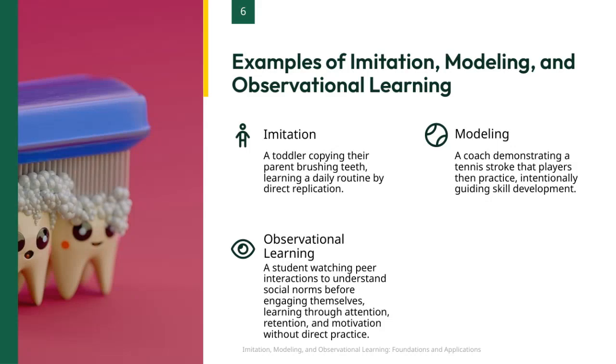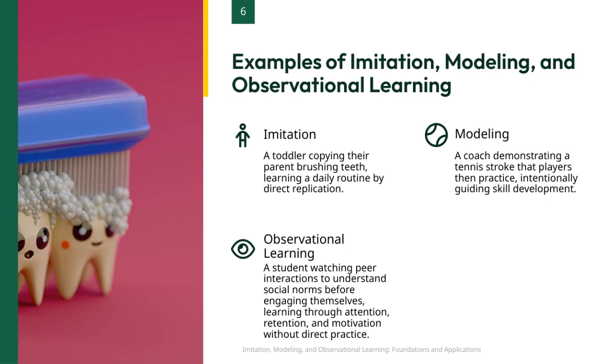Here, we can see clear examples of imitation, modeling, and observational learning in everyday situations. First, imitation happens when a toddler watches their parent brush their teeth and then tries to copy the exact actions. This is direct replication and helps the child learn daily routines. Next, modeling is a bit more intentional, like when a coach demonstrates a specific tennis stroke for players. The players observe carefully and then practice the moves themselves, which helps develop their skills under guided instruction.